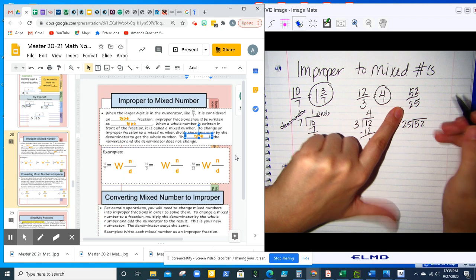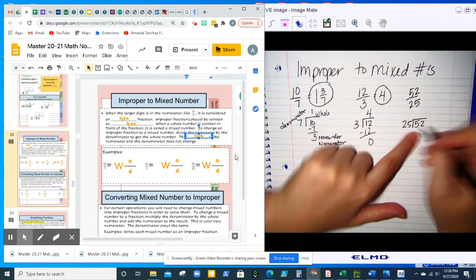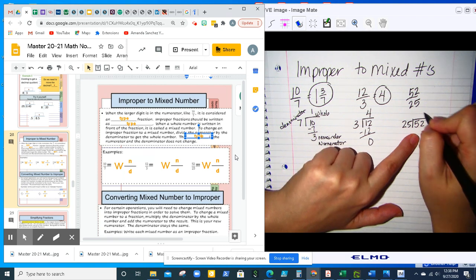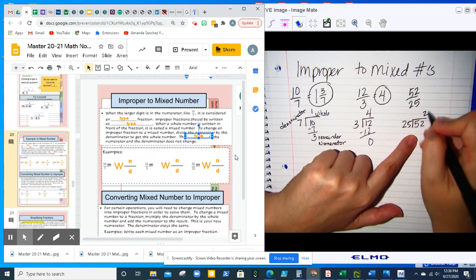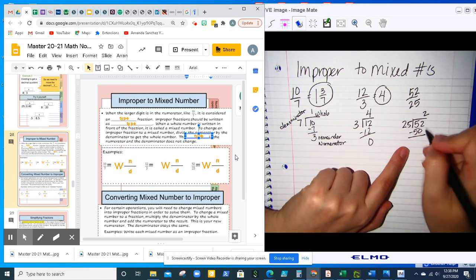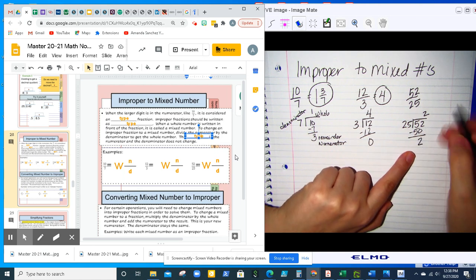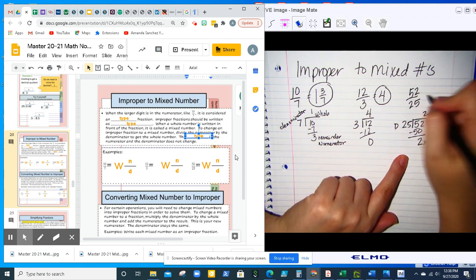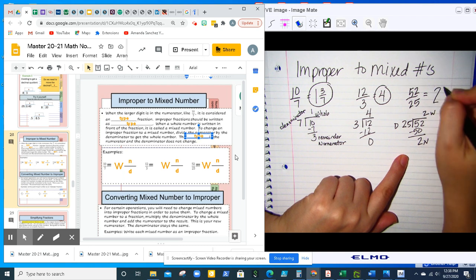And then 52 over 25. 52 divided by 25, think of quarters. How many quarters are in 52 cents? 2, and I put my 2 on top of that 2. So 50, because 25 times 2 is 50, and then you're left with 2. So remember, this is the whole number, this is the numerator, this is the denominator. So this is equal to 2 and 2 over 25.